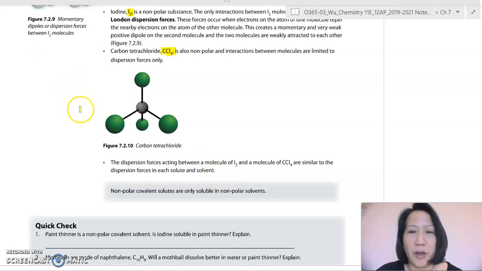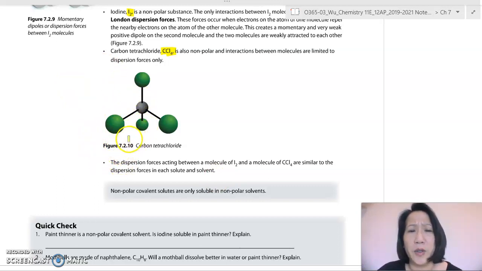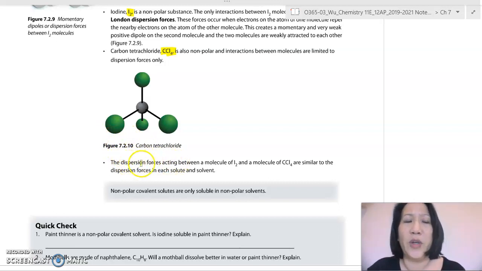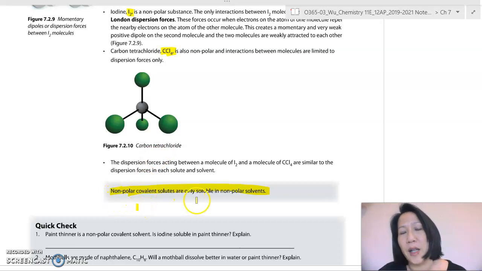So in this particular case, these two molecules are going to be able to overcome those weak dispersion forces. And so these two molecules, both being nonpolar, are going to be able to dissolve in each other. So here in this particular case, like dissolves like in that they are both nonpolar molecules.